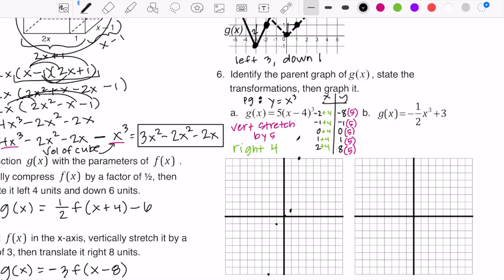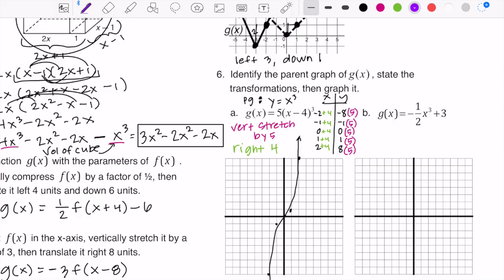So this is our parent graph. If it doesn't say on the test that you have to graph the parent graph, then you don't have to. But if it's helpful for you, then please do. And then we're going to do this. -2 plus 4 is 2, and it's 2, -40. So that's really far down. I'll just put a little point down there at the bottom just to remind me of the shape.